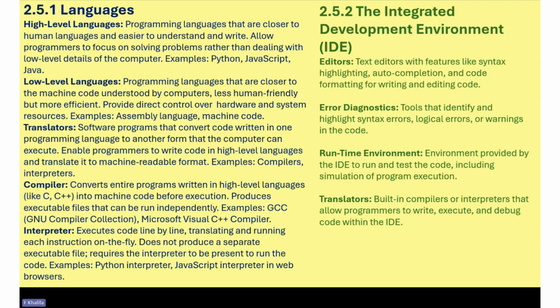Translators are software programs that convert code written in one programming language to another form that the computer can then execute. It enables programmers to write code in high-level languages and translates it to machine-readable format, things like compilers and interpreters. Compilers convert entire programs written in high-level languages like C or C++ into machine code before execution. It produces executable files that can run independently, so they don't actually need the IDE anymore.